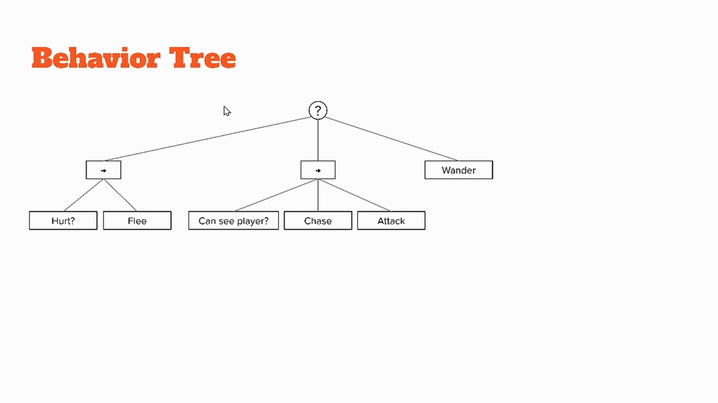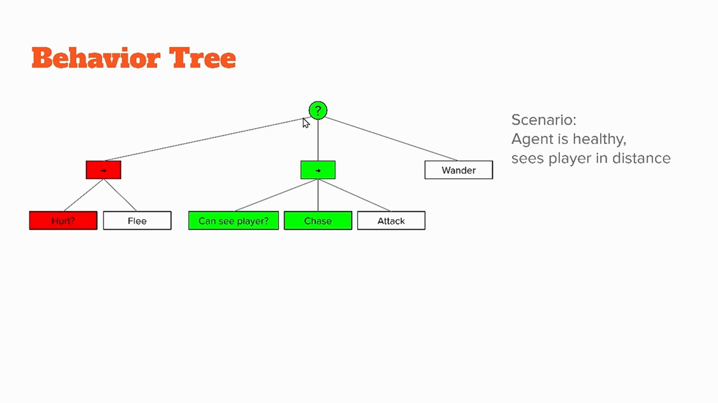So let's say our situation for this agent is that the agent is healthy and sees the player in the distance. When it evaluates this behavior tree, the selector is going to look at this sequence and check, am I hurt? And since he's not hurt, this sequence is going to fail. So the selector will go to this sequence and say, can I see the player? And if so, chase. The chase might have a condition where if it's close enough, it's done. And then in that case, it would move to attack.